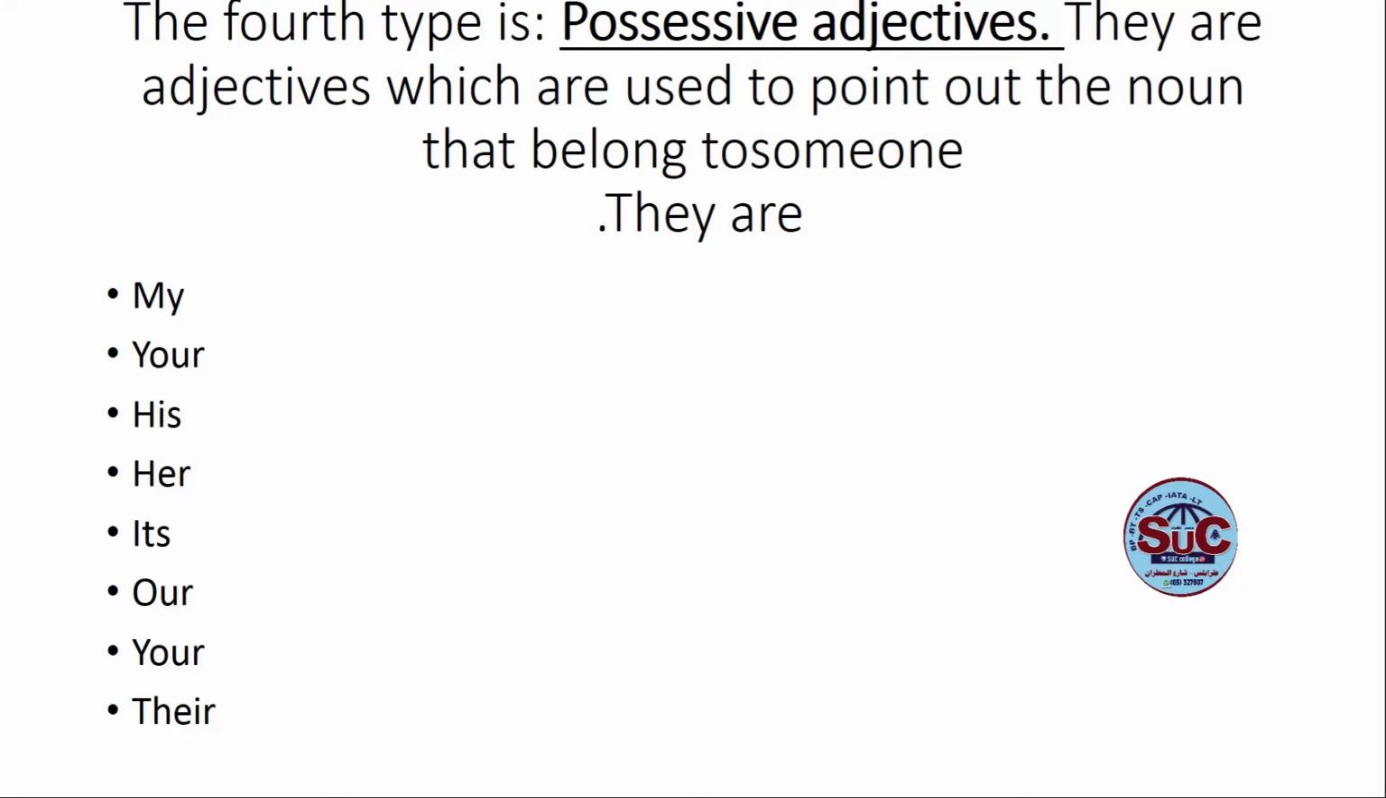The fourth type of pronoun is called the possessive adjectives. When I use the word possessive, I mean that the person owns the thing, and the word adjective, it modifies the thing, the thing belongs to whom. So they are adjectives which are used to point out the noun that belongs to someone. What are the possessive adjectives? They are my, your, his, her, its, our, and their.